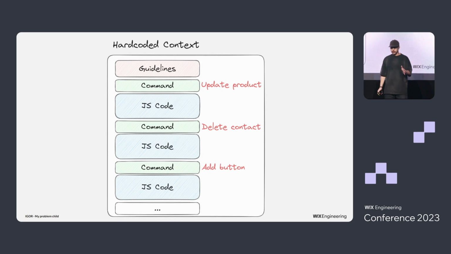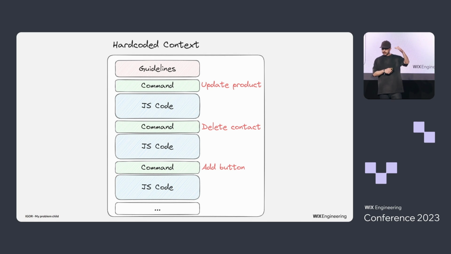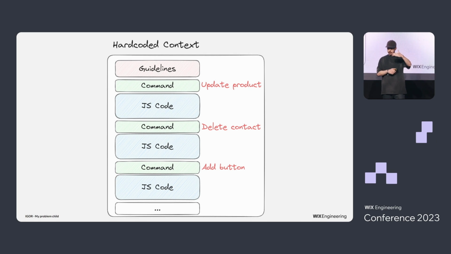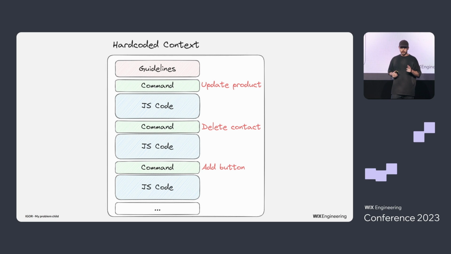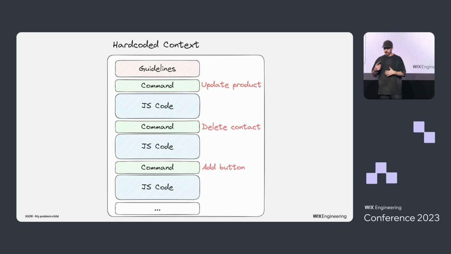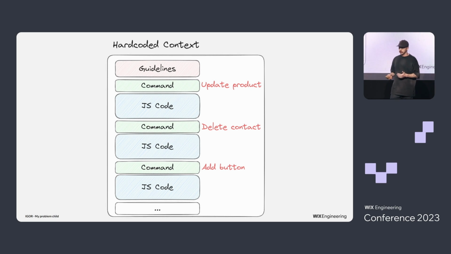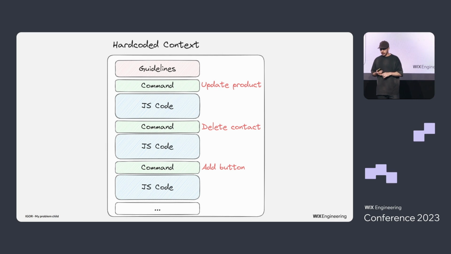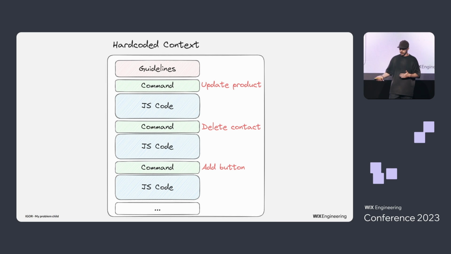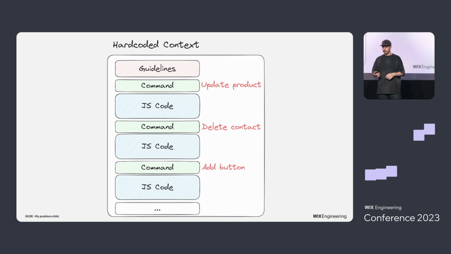So in the first version of IGOR, all these examples were hard-coded in the context. This was actually pretty cool already, and it produced super nice demos and super nice results. I could do almost any CRUD operation on stores or contacts or blog posts or what have you, just by giving IGOR a handful of examples from each domain, hard-coded in the context.